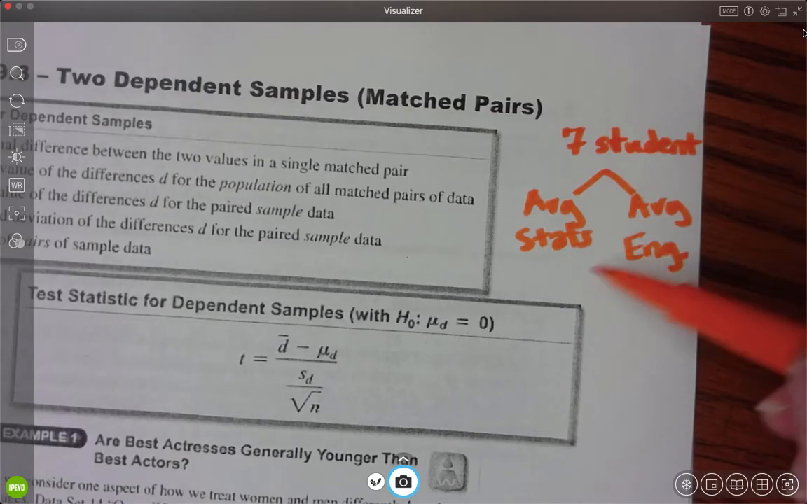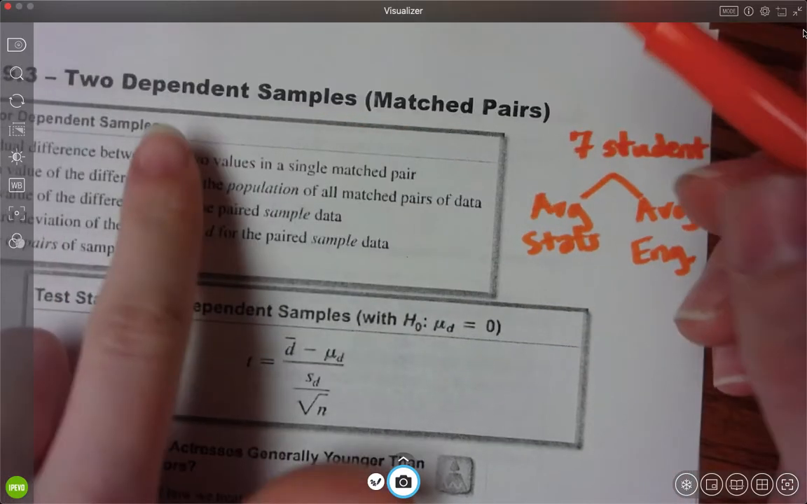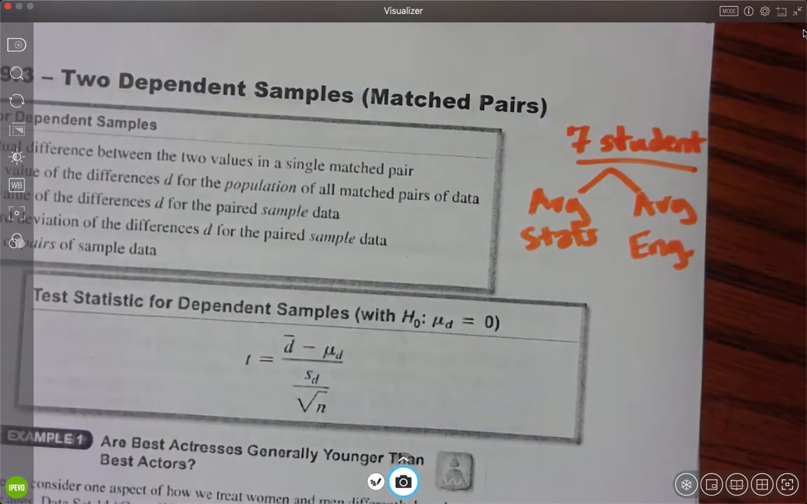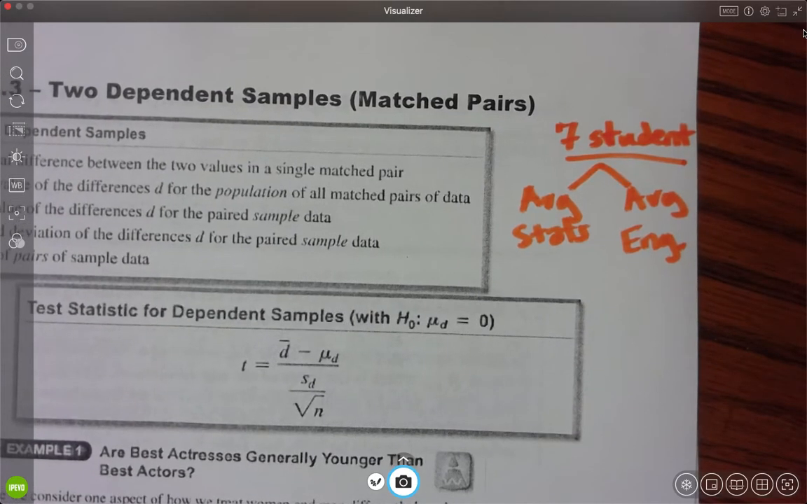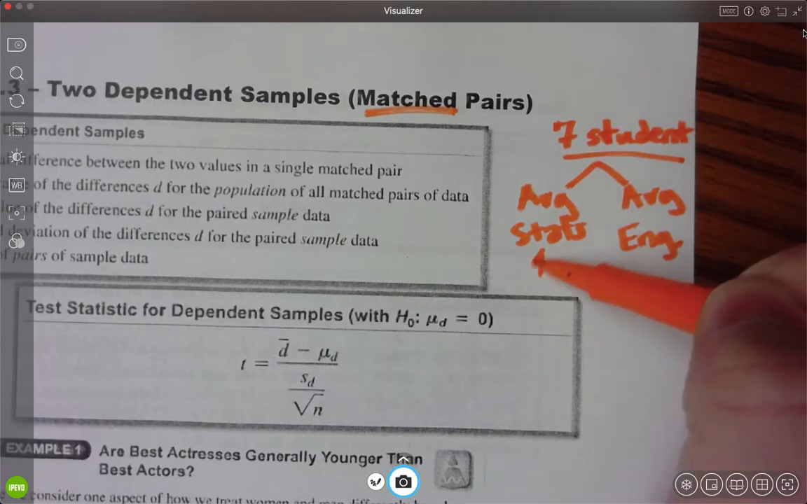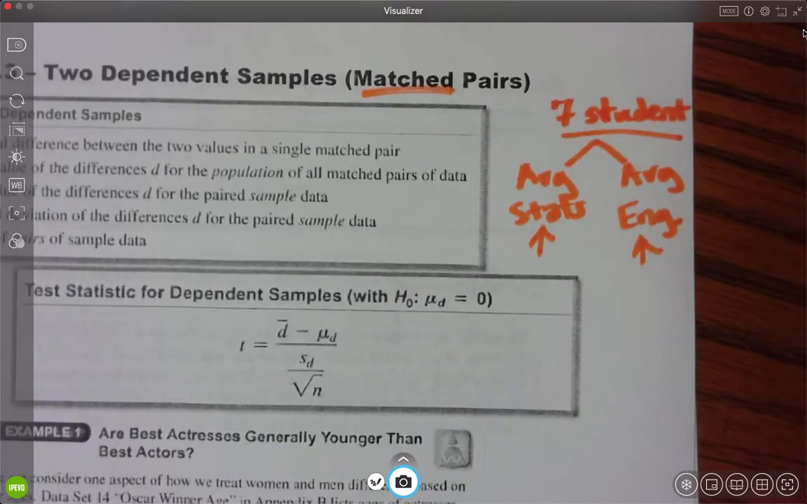So when I compare those averages, those are going to be dependent samples because the students are the same for both of the two categories, okay? So in that case, we have matched pairs because for every stats grade I have, I will have an English grade because there's one student representing each one, okay?